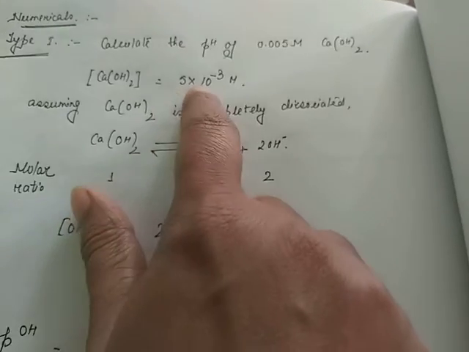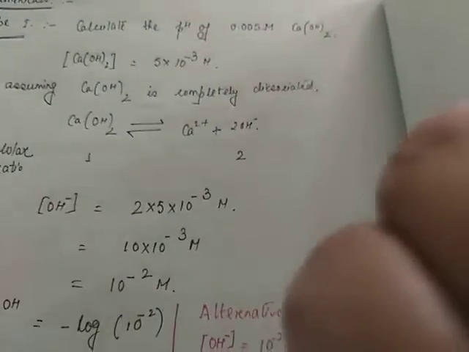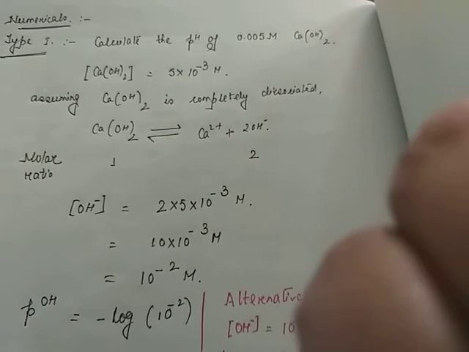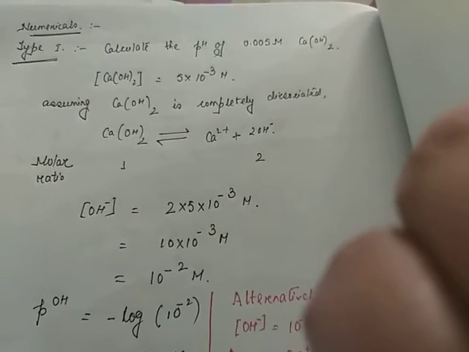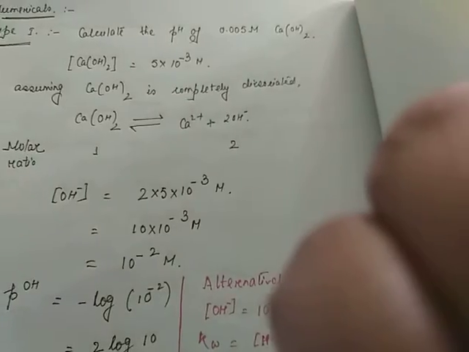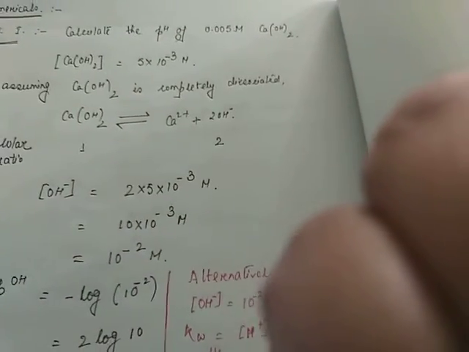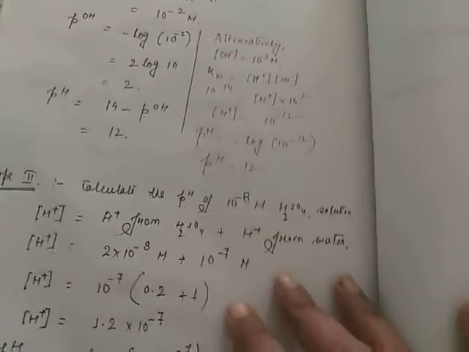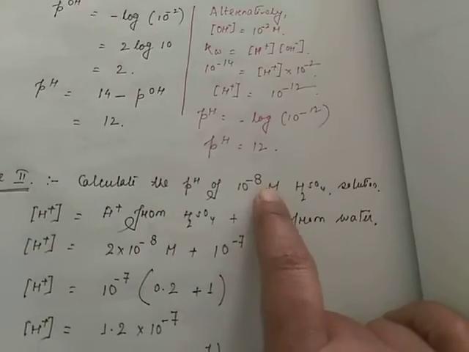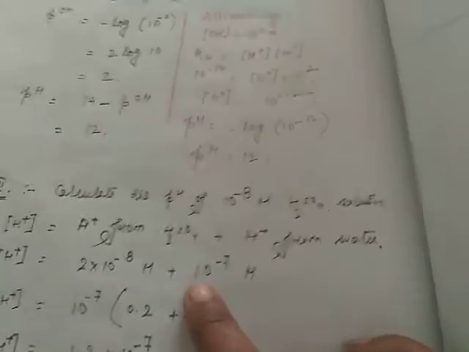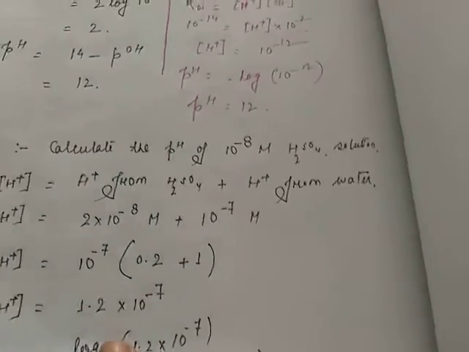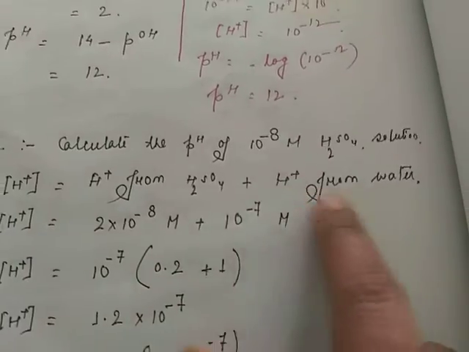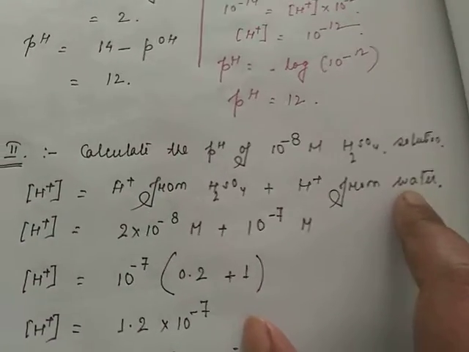For example, it is 5 into 10 to the power minus 3 from the acid, and from water we are getting 10 to the power minus 7, as it is neutral. So in case of a fair enough concentration of acid or base, we do not consider the contribution of water. But when the concentration of acid or base is even less than the H plus or OH minus concentration we get from water, we have to consider the H plus or OH minus from water.